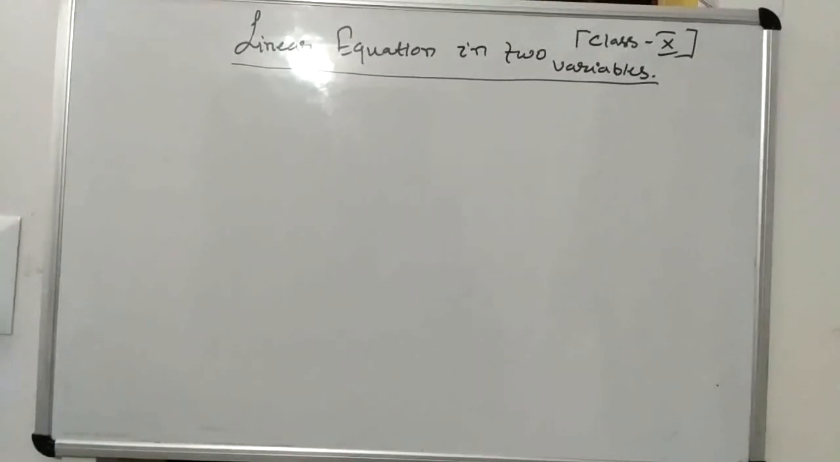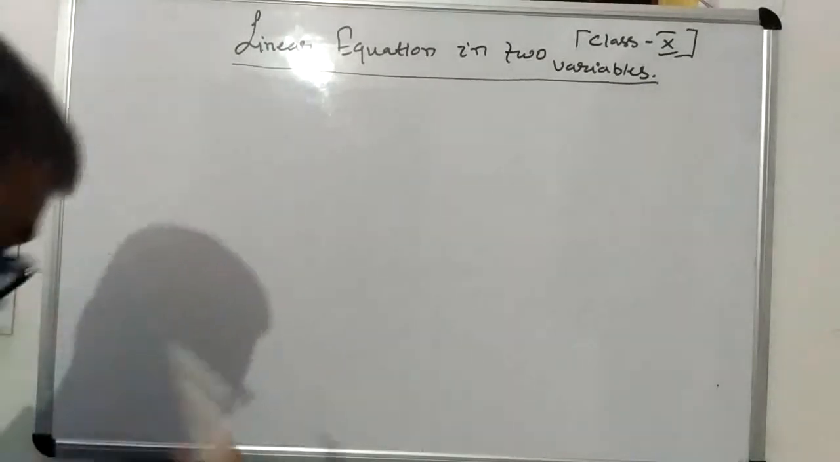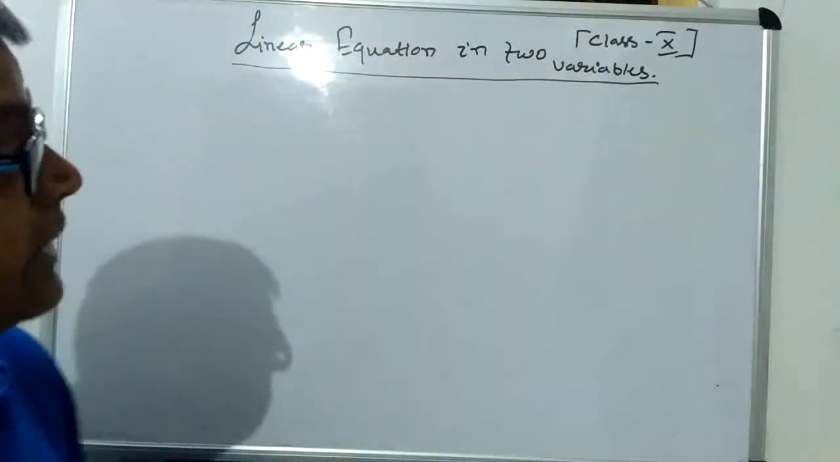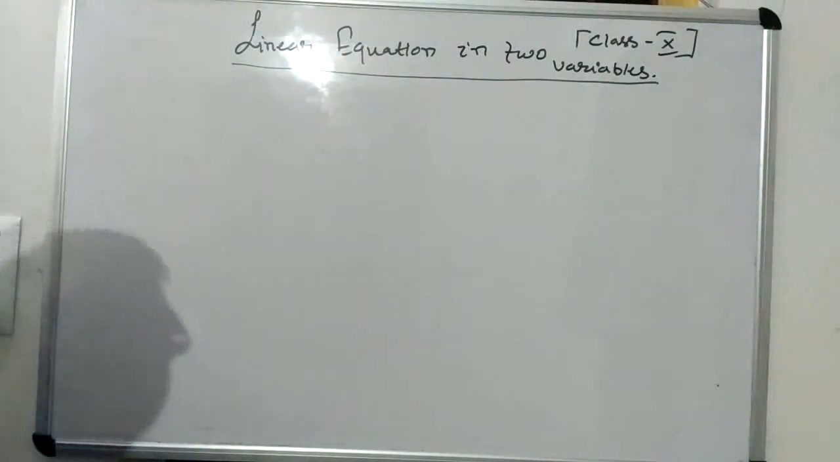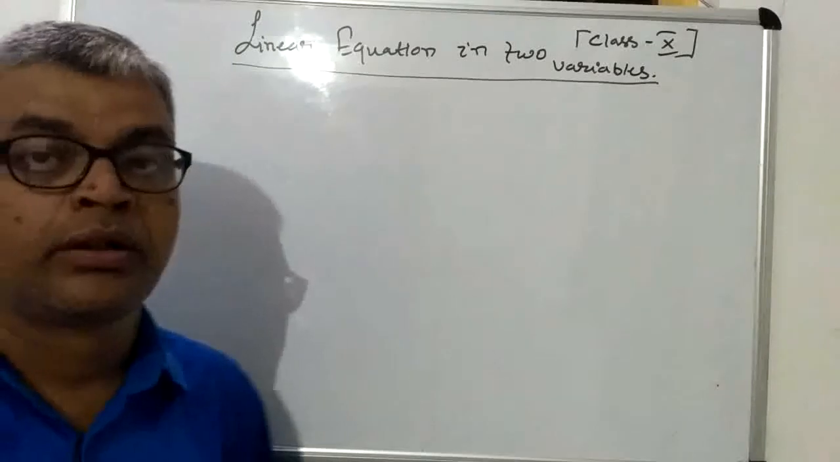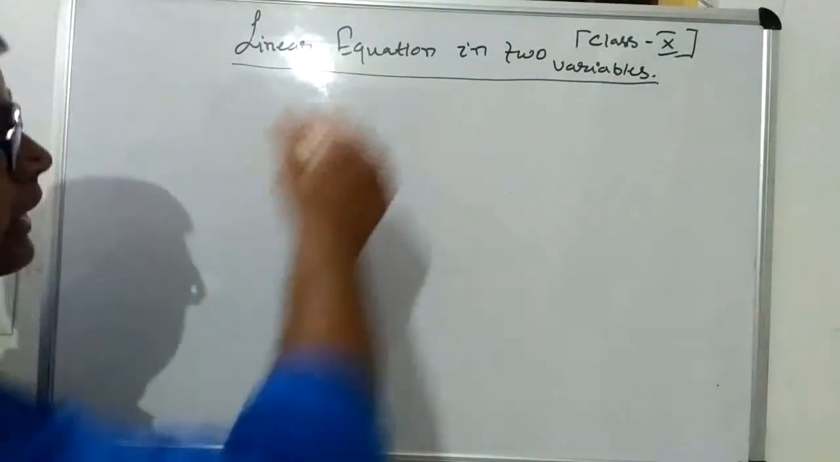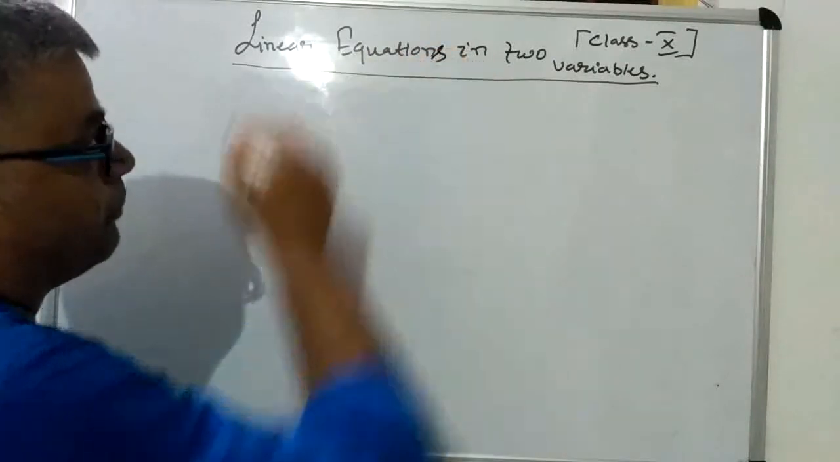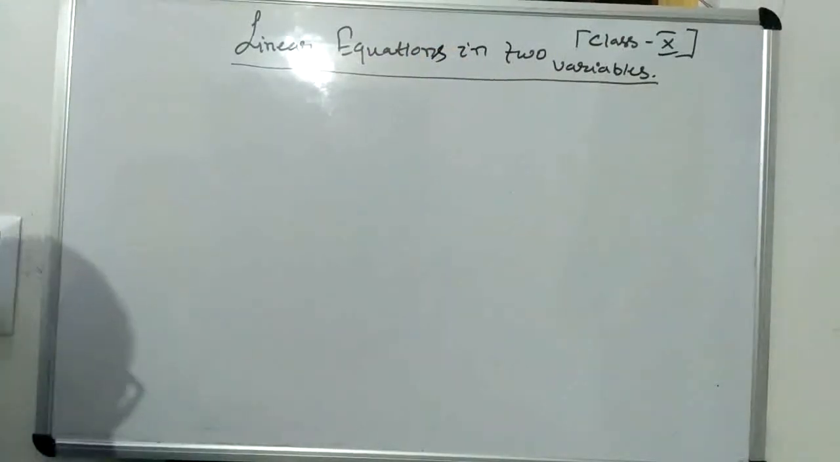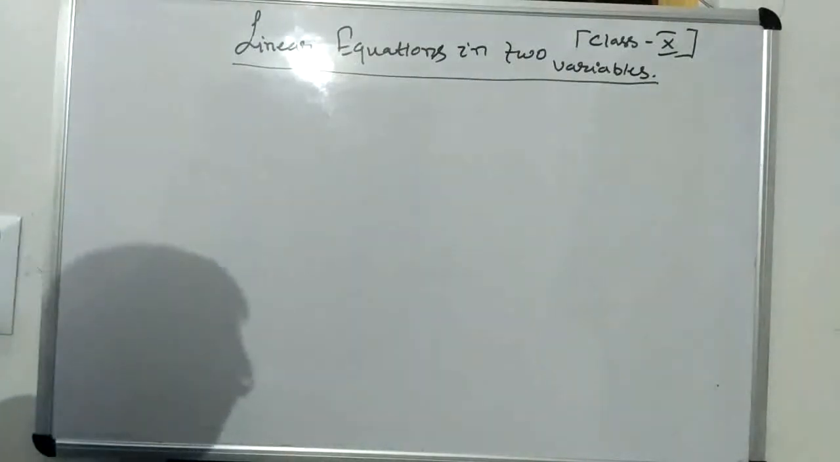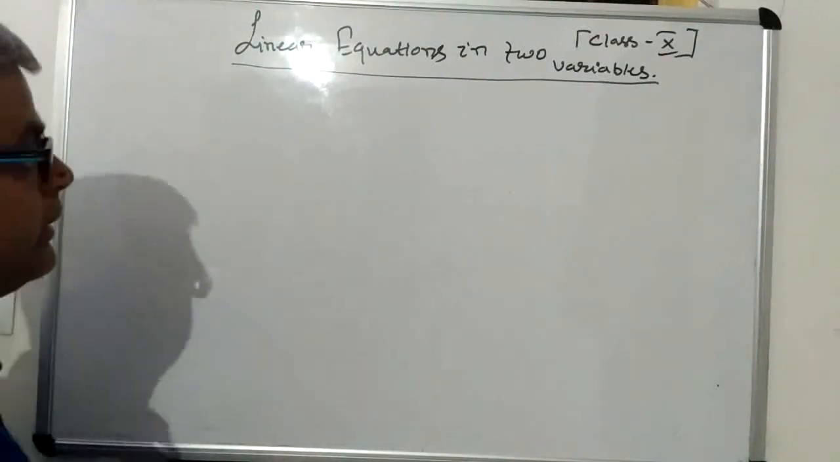Hello students, after completing the chapter polynomial, now we are in the next chapter, that is chapter linear equations in two variable. What is a linear equation of two variable? First of all, we need to understand it.